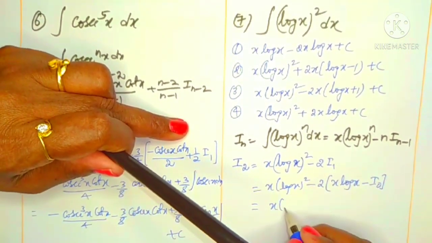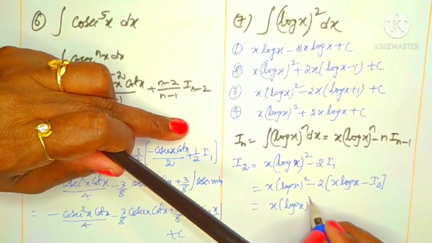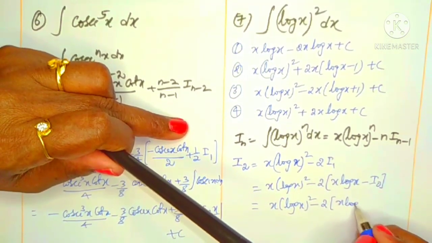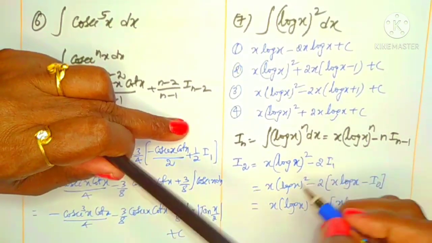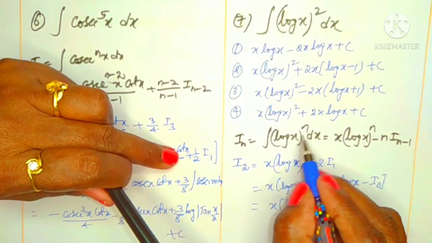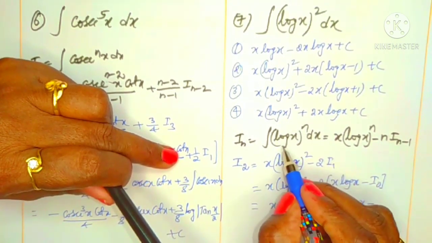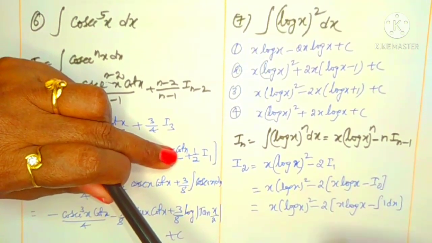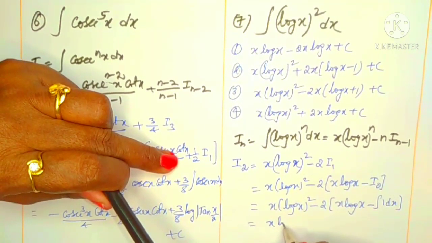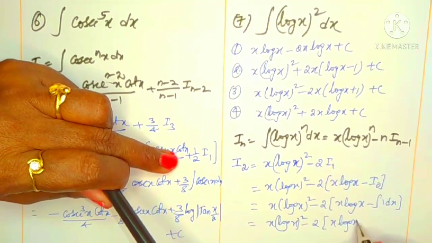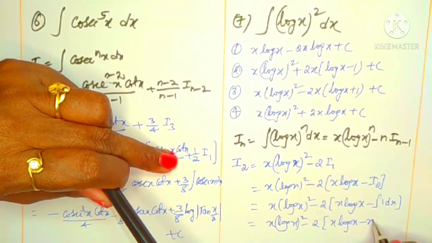This is x log x whole square minus 2 of x log x with the minus. What is the meaning of I naught? I naught means in place of n we take n as 0. Log x power 0 becomes 1, since any power 0 is 1, so indirectly we want the integral of 1. That is x log x whole square, next step I am writing like this, minus 2 of x log x. The integral of 1 with respect to x is x only.